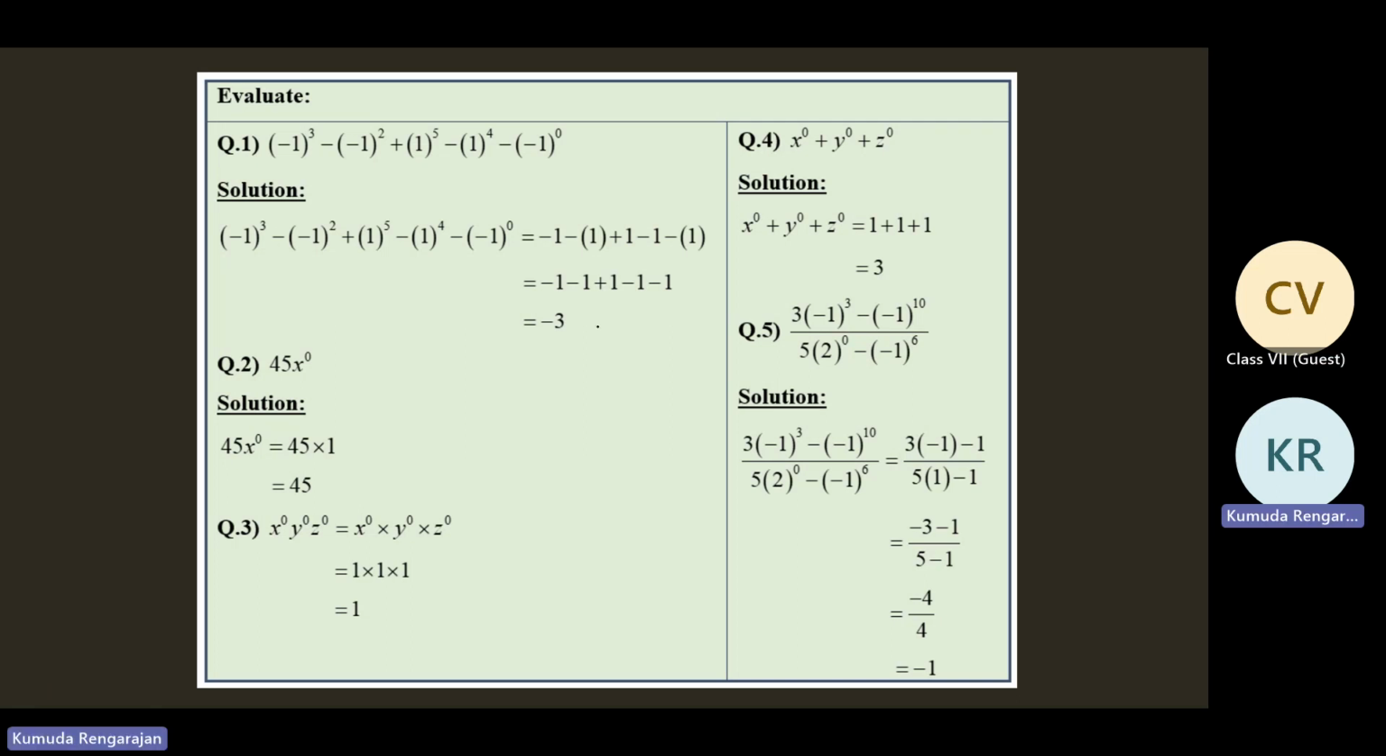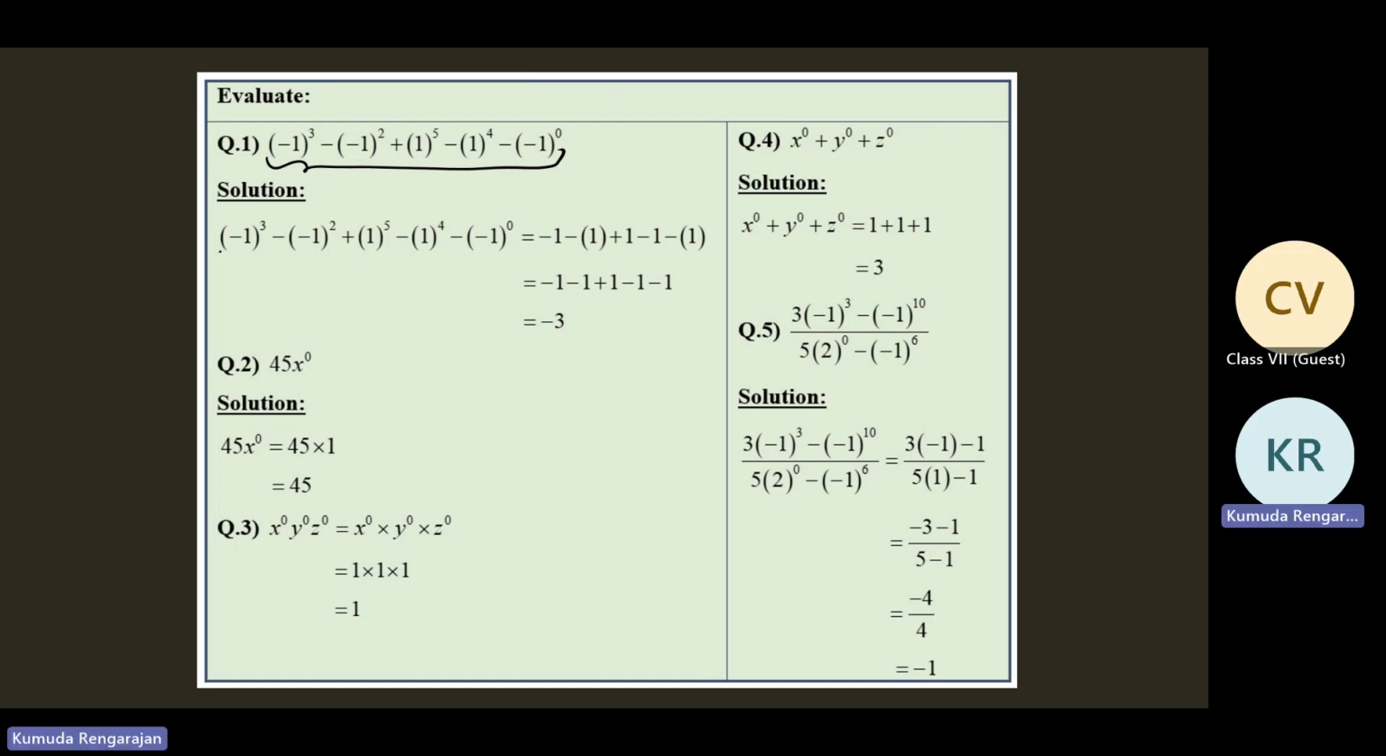So now this is easy for you to understand, children. We have to evaluate; evaluate means find the value of. So we need to find the value of this expression. See, we have an expression here in the question. We need to find the value of this expression.